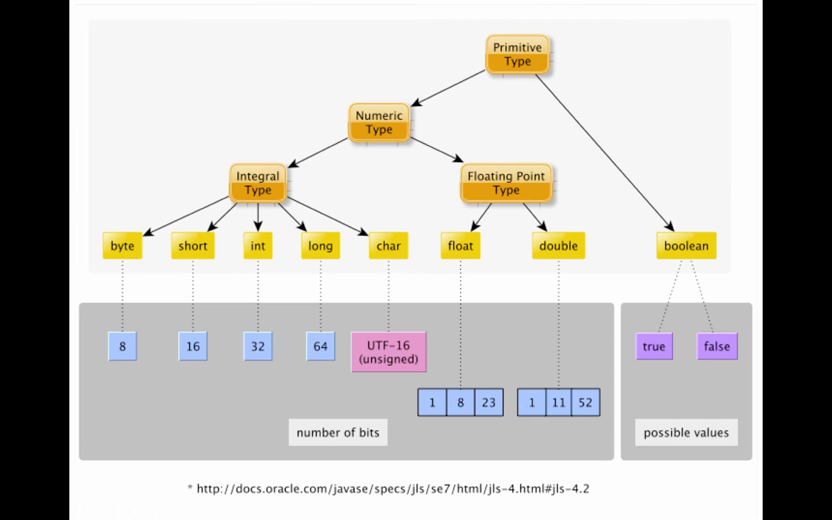Now, the Boolean type is a quite simple type. It only needs 1 bit for the representation of a Boolean value. And why is that? Because we only want to represent two values, the value true and the value false.